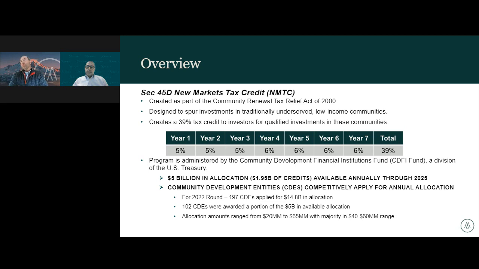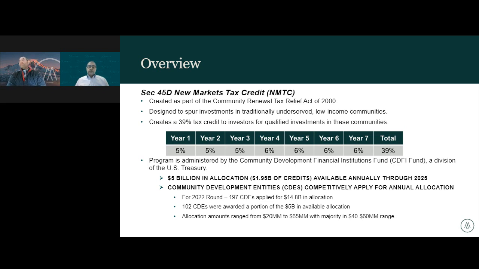So what happens is a CDE might receive an allocation of $40 million, and they're going to look for projects that they can invest in that meet the mission they said they were going to fulfill. And they're going to award each individual project a piece of their $40 million, or whatever they were awarded.